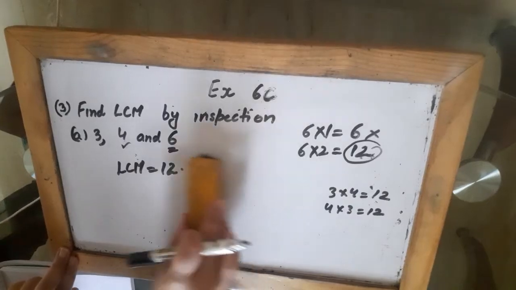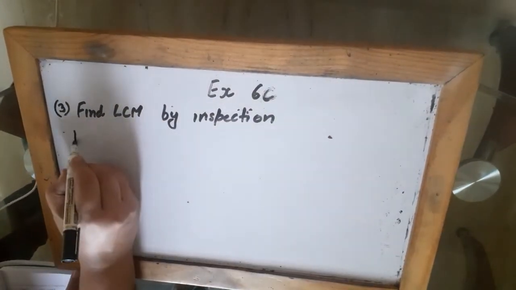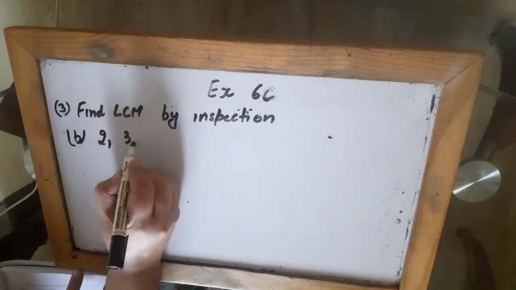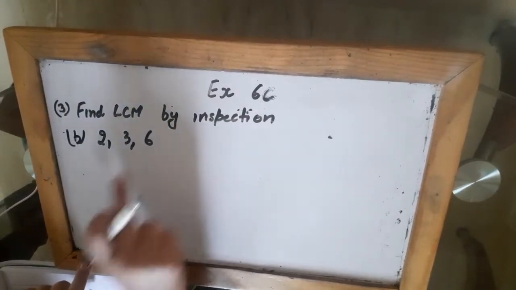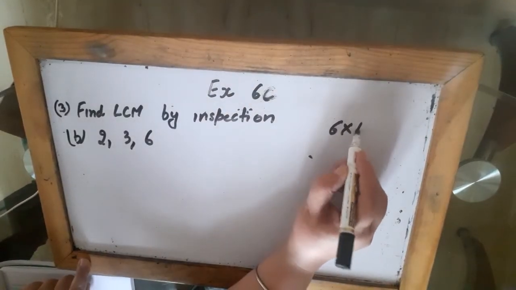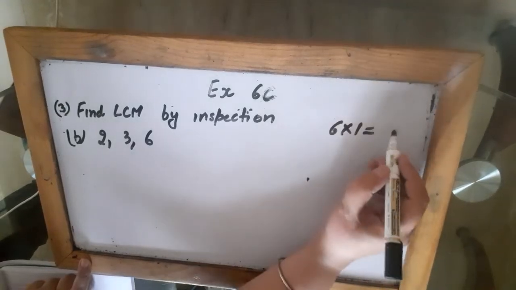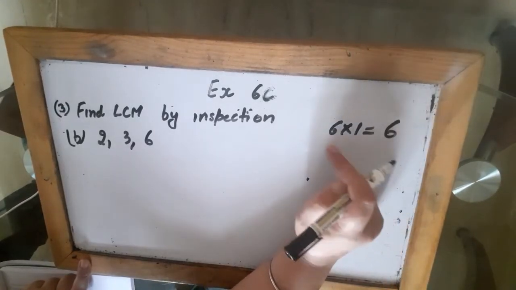Let me take one more example. Suppose the B part says 2, 3, and 6. So what did I say? You take the largest number. The largest number is 6. So start taking out the multiples. So 6 ones are 6. 6 is a multiple of 6.